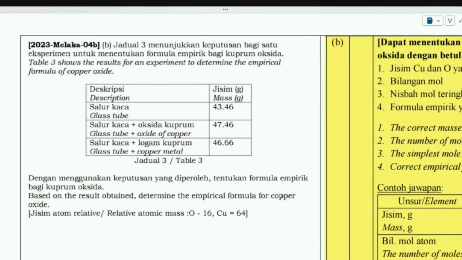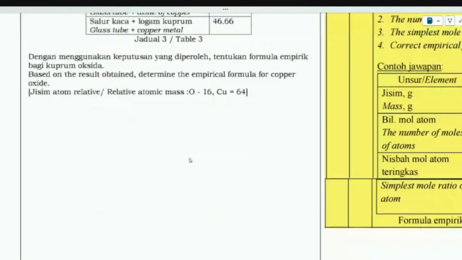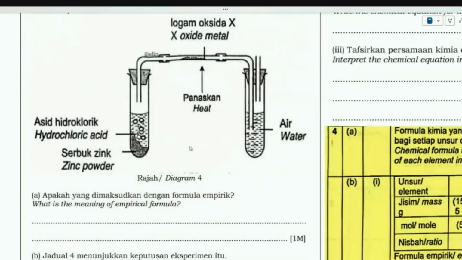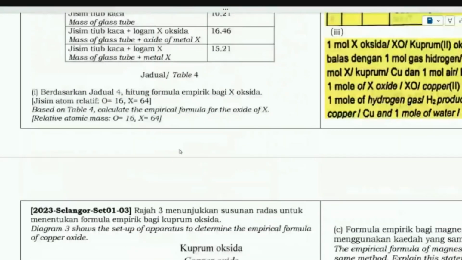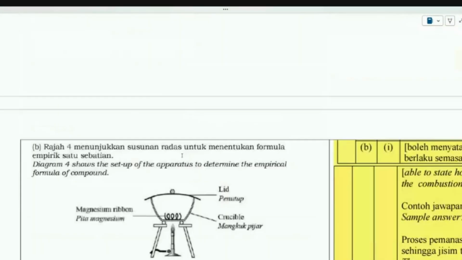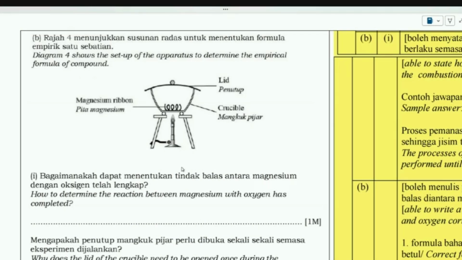Again, this one refer back to your quiz. This one I won't discuss anymore. There are 2 types of empirical formula experiment, whether this one or this one. So just quickly go through it.